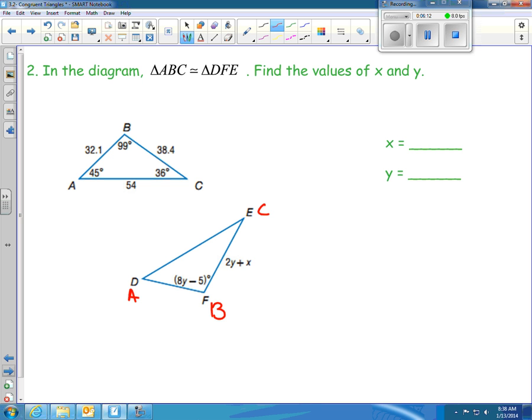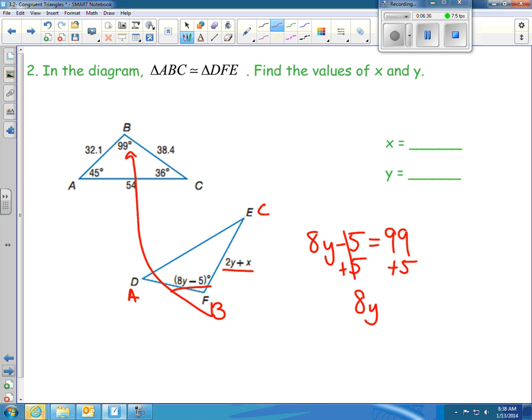Okay, so we're going to find X and Y. I see that this one has an X and a Y, and this one just has a Y. So let's actually find Y first. So 8Y minus 5, that's F, but it matches with B. So if I go to the B, that's going to tell me what it's equal to because these are congruent. So we're going to add 5 to both sides. So we end up with 8y equals 104. Divide both sides by 8, we get y equals 13.